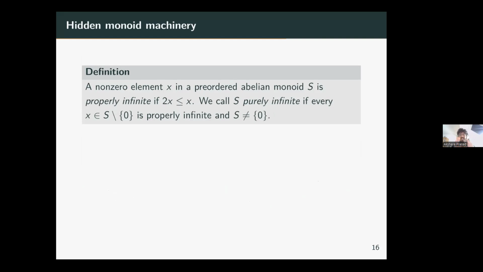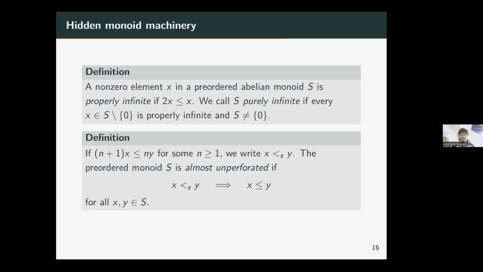So in any pre-ordered abelian monoid S, an element x is properly infinite if you can take two copies of it, and it still is dominated by the element itself. And if every element of the monoid is like this, then it's said to be purely infinite. And already from the name, as you can see, we'll relate pure infiniteness of the type semigroup to pure infiniteness of the groupoid C*-algebra.